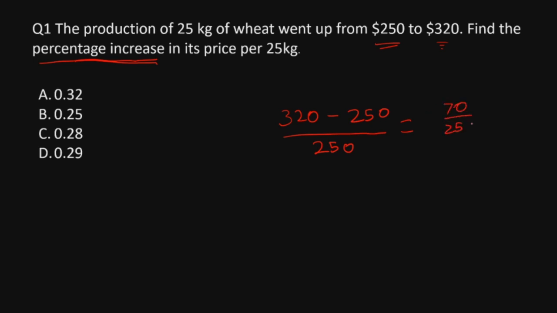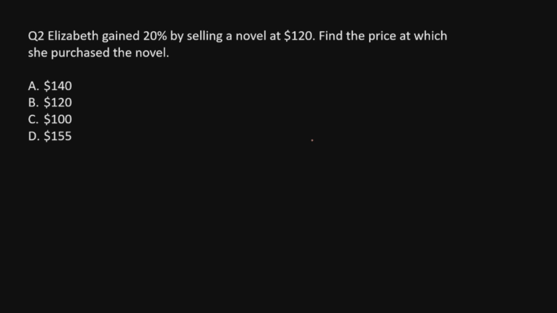So the answer is 70 by 250, and if we calculate, the answer will be 0.28. So option C is the correct one. Now, Elizabeth gained 20% by selling a novel at 120. So she sold at 120 and gained 20% profit. Find the price at which she purchased. Let's assume the purchase price is x. The 20% profit is 20x by 100, added to the base price, equal to 120. It's a simple equation: 120x by 100 equals 120. So x equals 100.